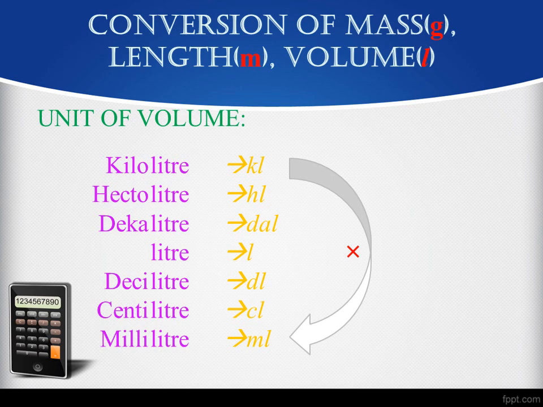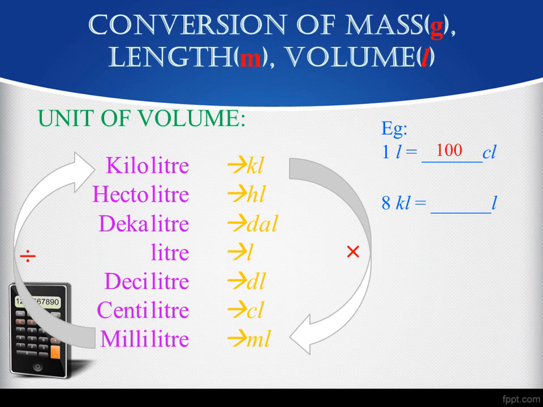When you are going to convert from biggest unit to smallest unit, you have to multiply by 10 at each interval. When you are going to convert from smaller unit to biggest unit, you have to divide by 10 at each interval. First example, 1 liter equal to dash centiliter. Liter is the biggest unit and we want to convert it into smallest unit. How many intervals are there? Only 2 intervals. So 10 into 10 will get 100 centiliter.